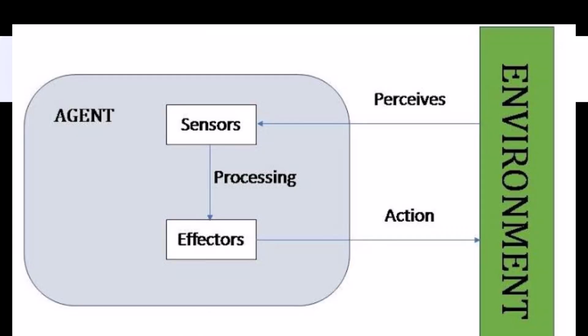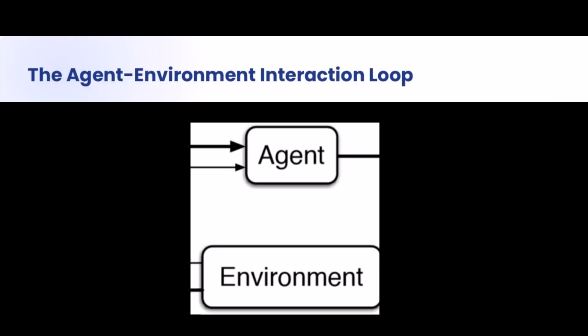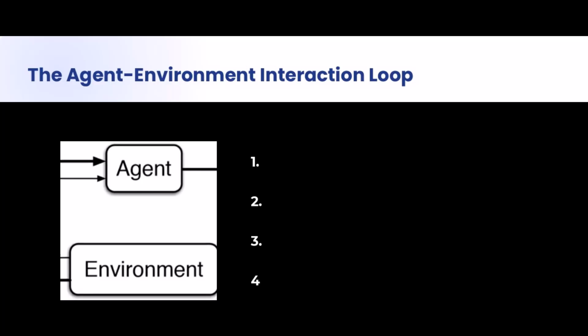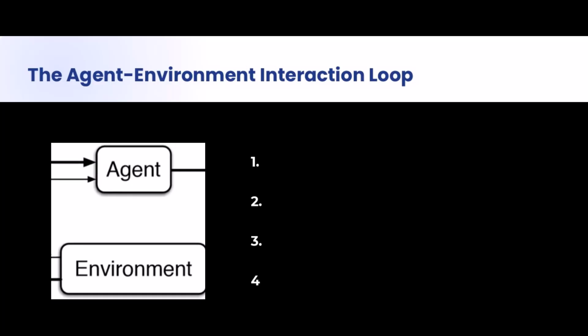Now that we know what an intelligent agent is, let's look at how it works. The agent-environment interaction loop. This is a continuous cycle, and everything an agent does fits into these 4 steps. The first step is to sense or observe. The loop starts with perception. The agent uses its sensors like cameras or microphones to observe the current state of its environment and gather data.